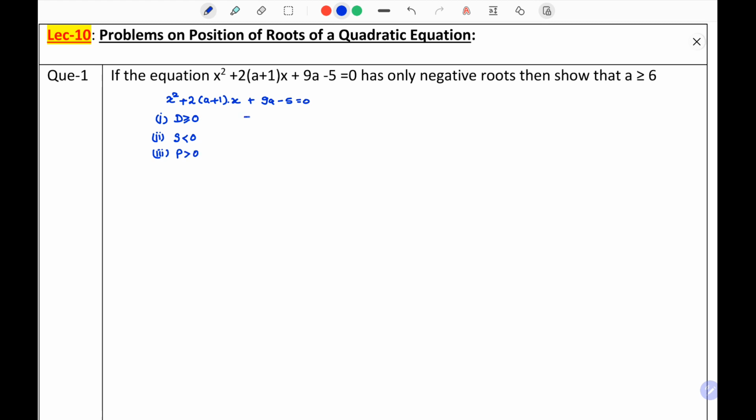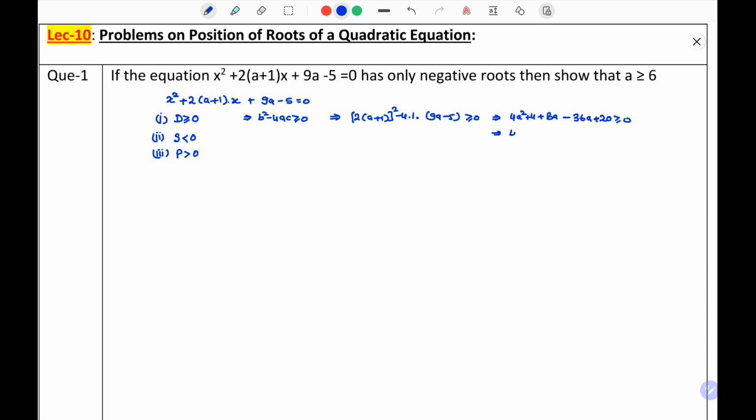So from first condition, we can say that D is B square minus 4AC, and they should be greater than or equal to 0. So this implies that B is 2 into (A plus 1), it is square, minus 4 into coefficient of x square, A, that is 1, into C, which is 9A minus 5. This should be greater than or equal to 0. So on simplifying, we will have 4 into (A square plus 1 plus 2A) minus 36A plus 20, greater than or equal to 0.